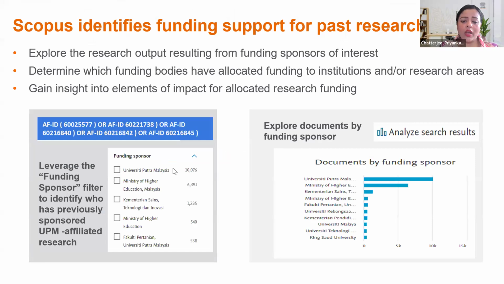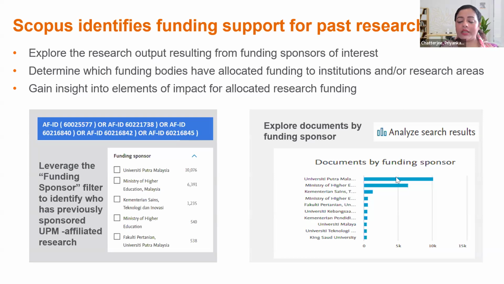Of course, most of the funding is coming from your institute. You also have Ministry of Higher Education Malaysia. You have other ministries available here who have been your key funders for the research that your university is doing. So you can explore the research output resulting from the funding sponsor. On the right side of your screen, you can see that from the funding that you have received, you have done publications, how many publications, and your documents by funding sponsors.